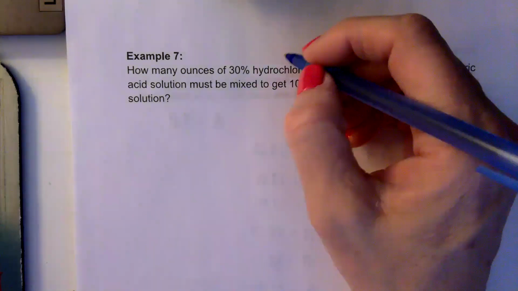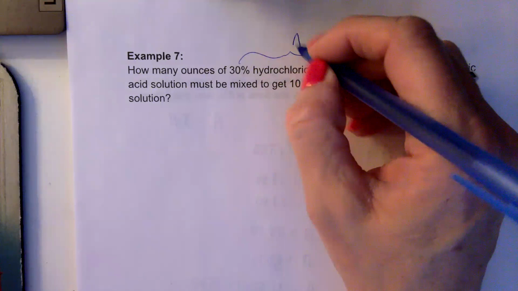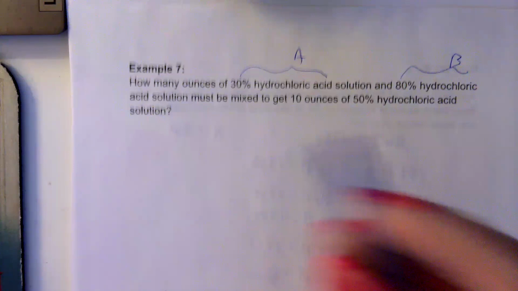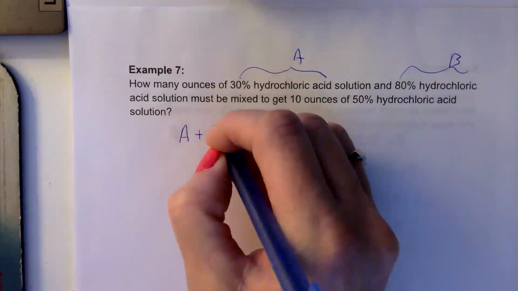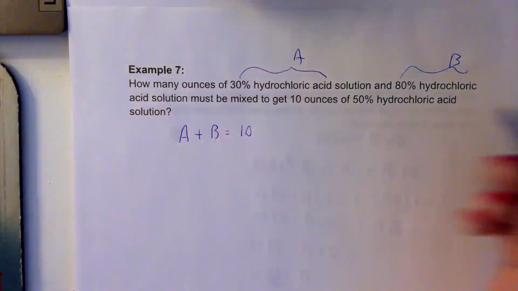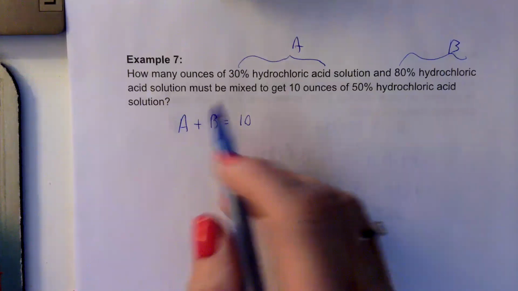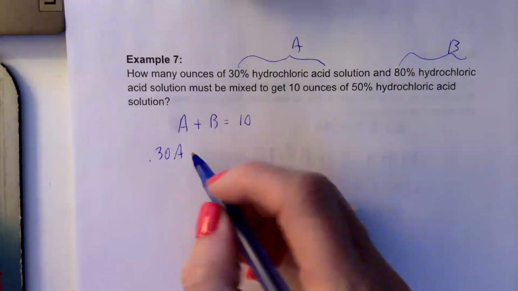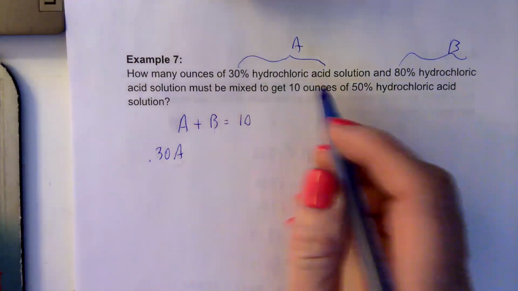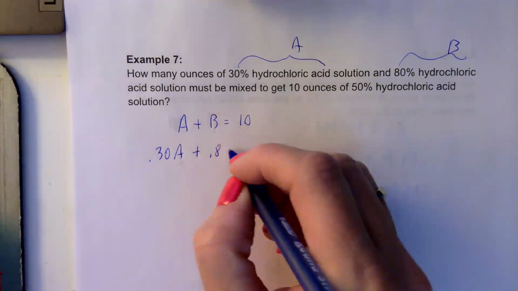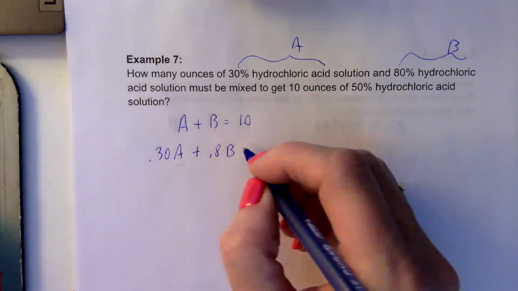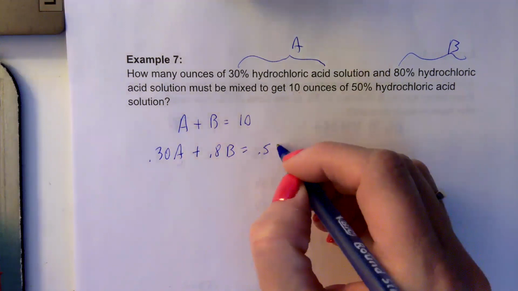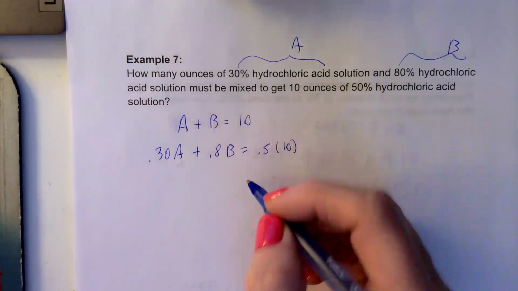So I'm going to call this one solution A and this one solution B. So we know when we add A and B, we have 10 ounces. We know that. And we know that A is a 30% solution. So it's 30% of this plus one that's 80% of B. And then the 10 ounces altogether is going to be 50% of the 10.